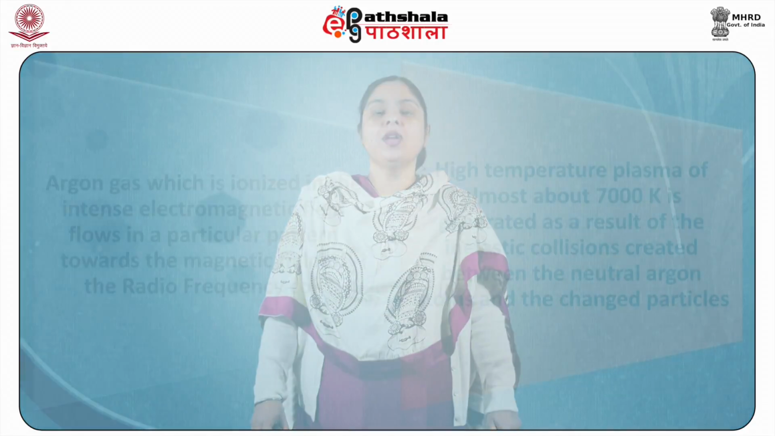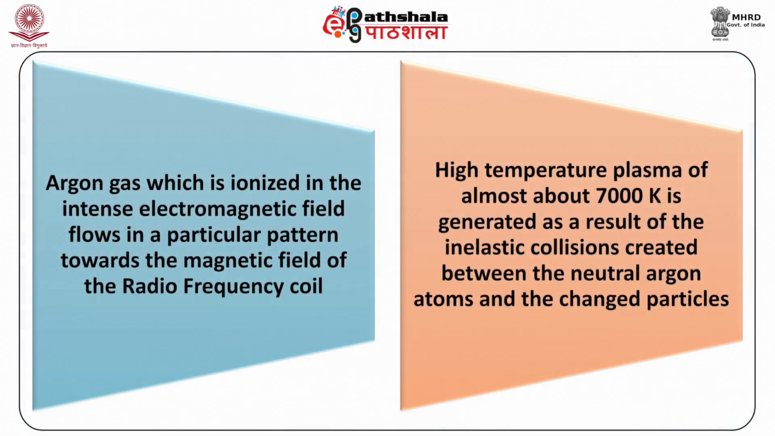Now, the argon gas which flows through the torch is ignited with a Tesla unit that creates a discharge through the argon to initiate this process, which is then switched off after ignition. The argon gas, which is ionized in the intense electromagnetic field, now flows in a particular pattern towards the magnetic field of the radio frequency coil. Thus, high temperature plasma of almost 7,000 degrees Kelvin is generated as a result of the inelastic collisions between the neutral argon atoms and the charged particles.